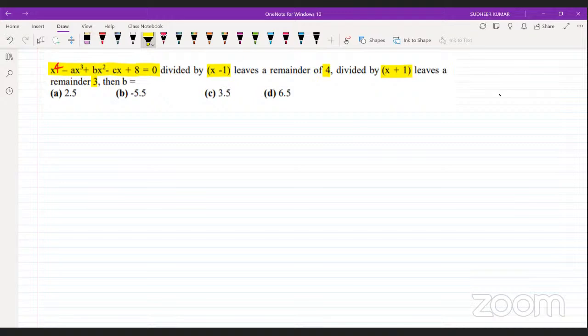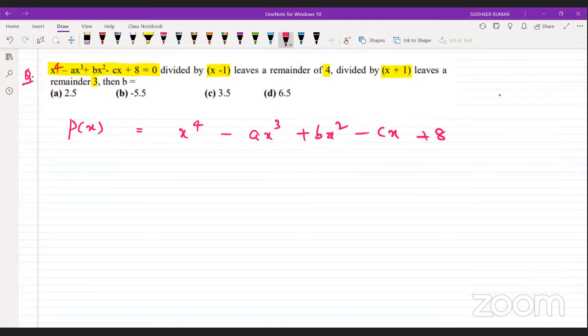Here most of them got the doubt: sir, there are 3 variables, so how can we find this? We can form only 2 linear equations because 2 divisors are given. But when 2 divisors are given, first let us proceed. There is a chance that both terms cancel at a time, so we can easily get the other term as the answer. So let's consider p of x. So p of x is x power 4 minus ax cube plus bx square minus cx plus 8.